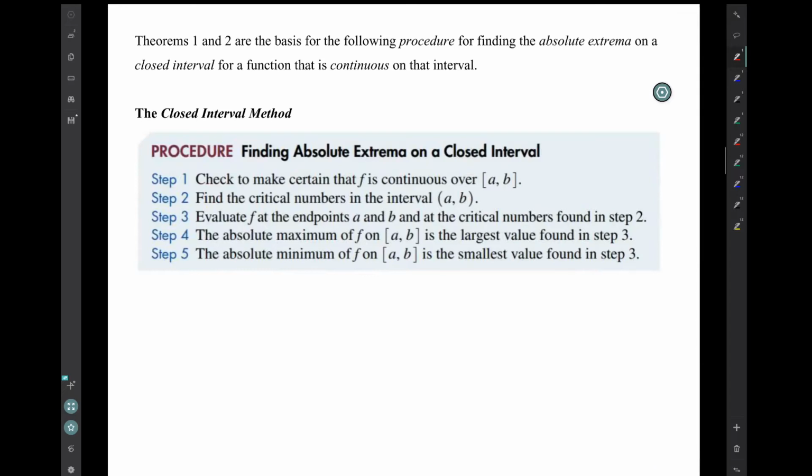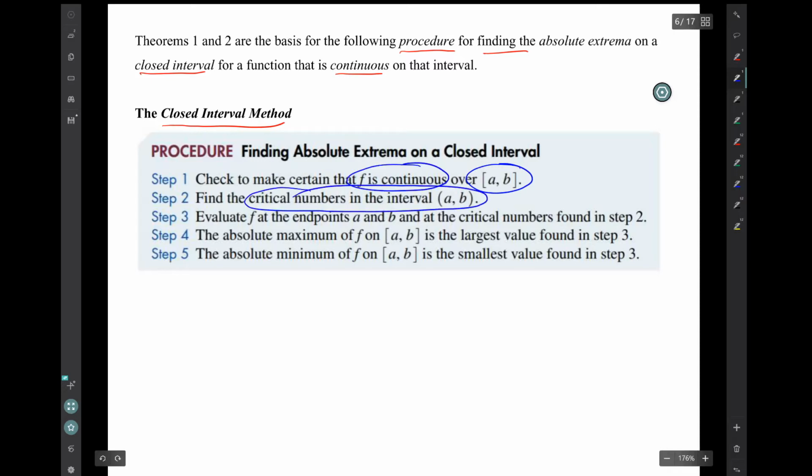Well, those theorems, Theorem 1 and 2, are the basis for the following procedure for finding absolute extrema on a closed interval for a function that's continuous on that interval. It's called the closed interval method. So it's this 5-step process. First of all, you check to make sure that you do have a closed interval and that your function is continuous. And then you find the critical numbers of the function that are in the interval. And then you evaluate f at the endpoints and the critical numbers. Now, evaluate f means you just simply find the y values.